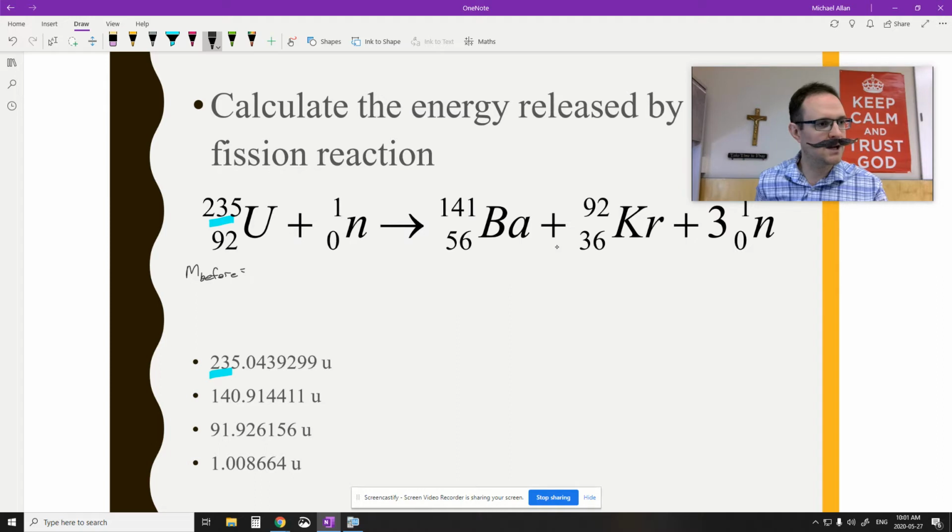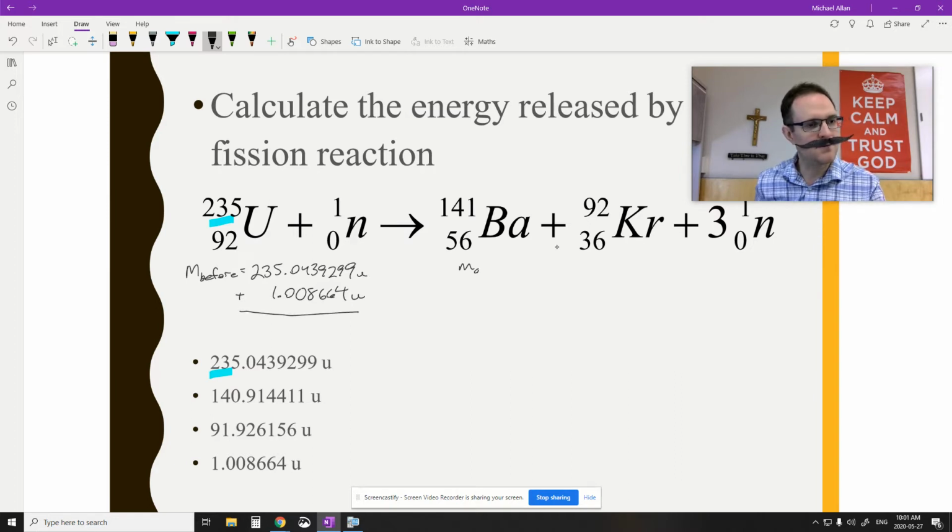So before we have uranium 235. So I'm going to take that number. I'm going to add a neutron here, 1.008664. These are atomic mass units. We'll have to deal with that later. So that's going to be my before.